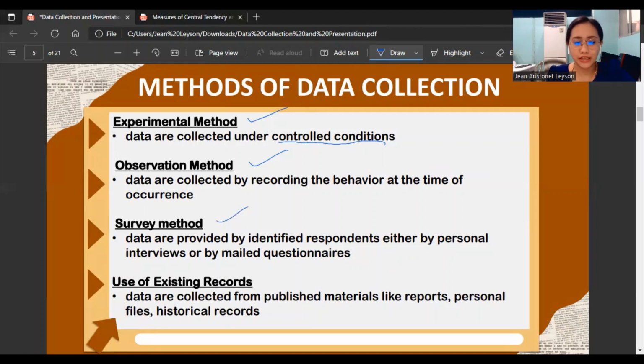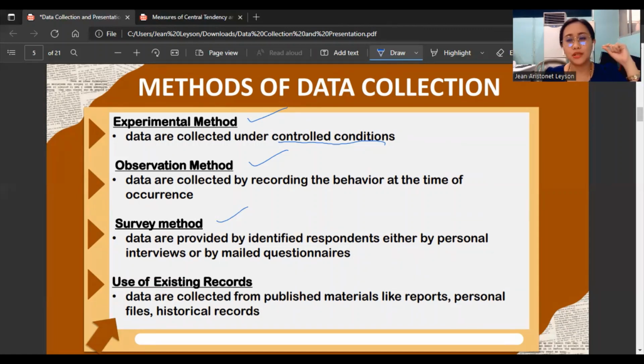The third one is the survey method. Data are provided by identified respondents either by personal interviews or by mailed questionnaire. So this is what I have told you earlier. In a survey, you will be given a questionnaire and you will be asked to answer that questionnaire. Usually in surveys, there are already options. You just simply have to choose.